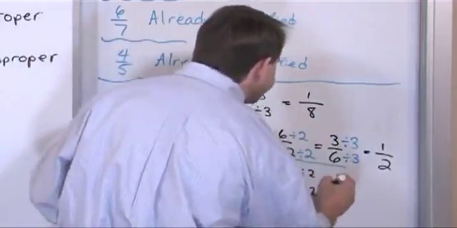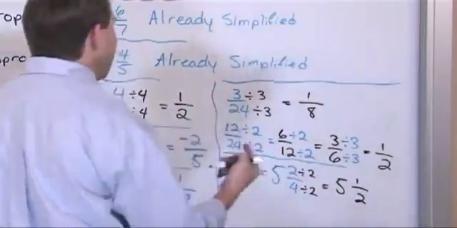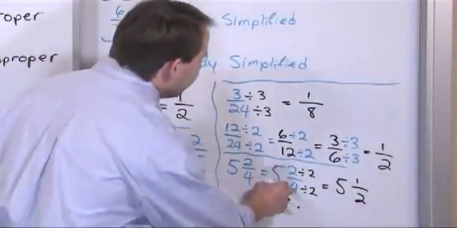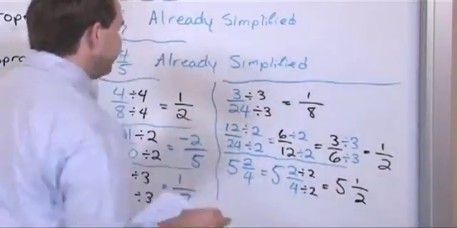So you have 5. 2 divided by 2 is 1. 4 divided by 2 is 2. So 5 and 1/2. Makes sense. If I have 5 whole pizzas plus 2 out of 4 pieces, it's the same thing as 5 and a half pizzas.